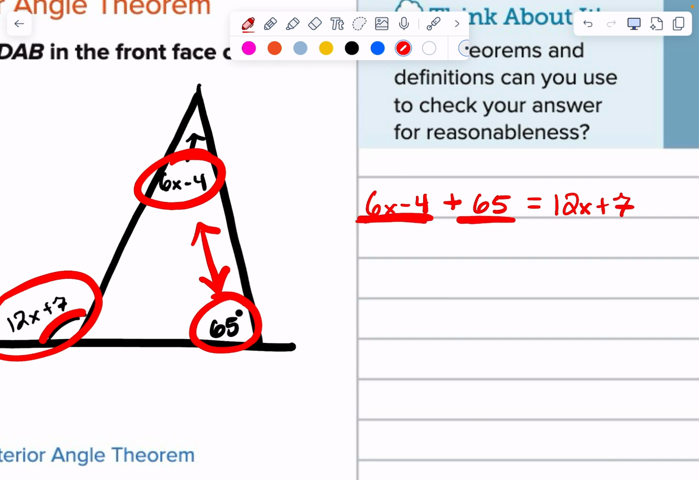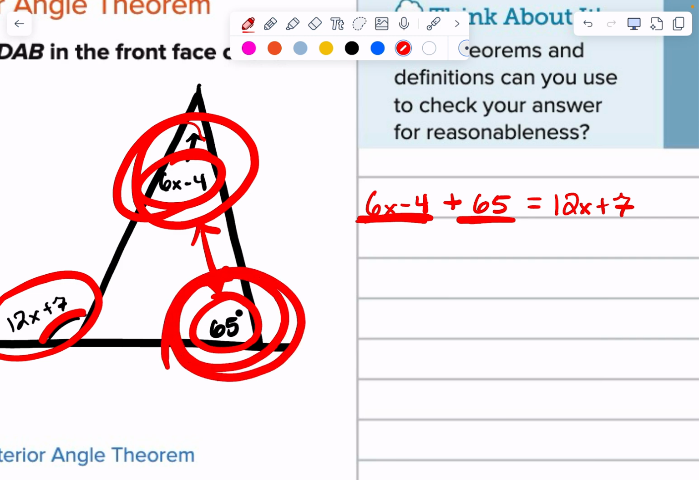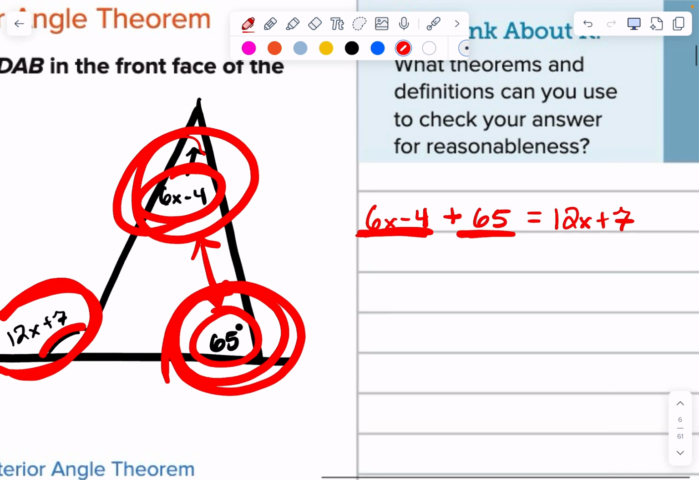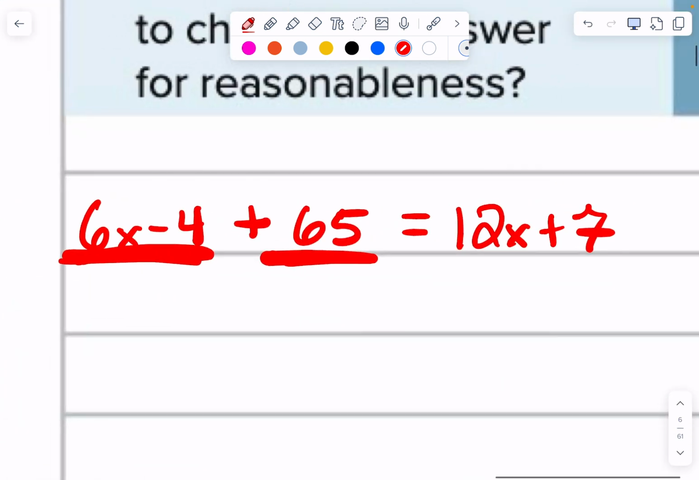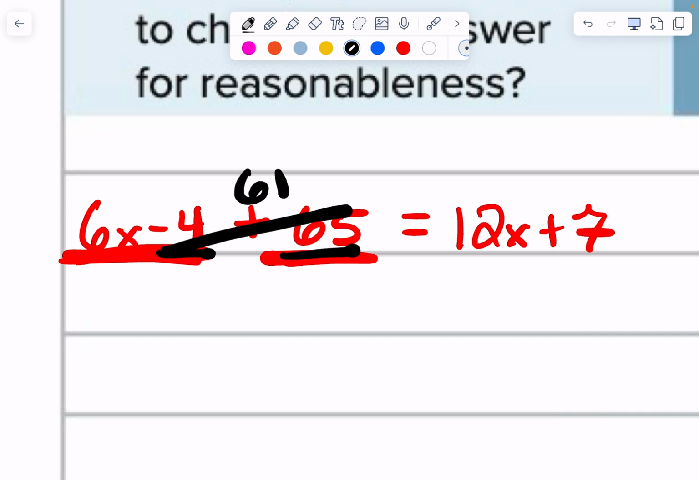These two smaller ones, these two interior ones added together, not including the one that it touches, is equal to that outside one. Got it? Okay, let's do the math. What should we do first? Add 65 and negative 4. 65 and negative 4 makes 61, yeah? And then what? Subtract 7. Minus the 7 over, so that makes, I don't know, 54, yeah?